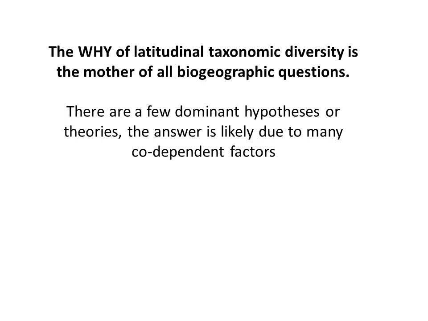Now, we have this clear pattern, this clear gradient in biodiversity, highest at the equator, decreases towards the poles, largely consistent for most regions and most types of species. The why of this pattern, the why of latitudinal taxonomic diversity, is the mother of all biogeographic questions. And there are a few dominant hypotheses or theories that we're going to cover in this video. And as I go through each of them individually, what I want you to keep in mind is that the answer is likely due to many codependent factors, rather than any one hypothesis in particular being right.